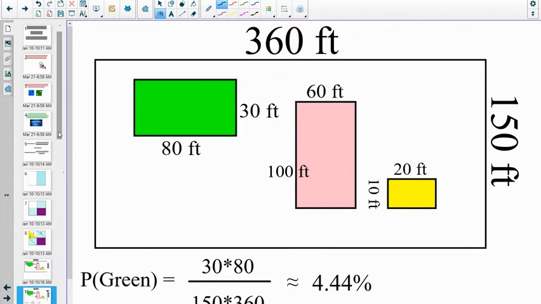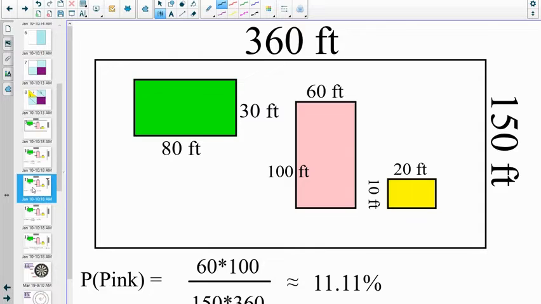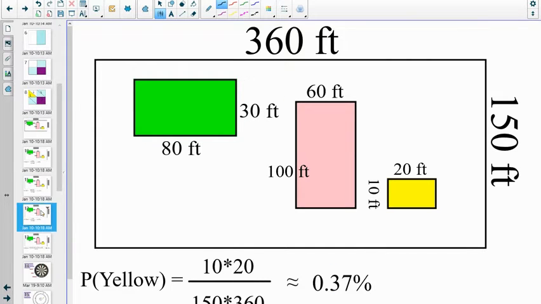And I can do the same thing for the pink region. The area of the pink region is 60 times 100. But the area of the total is still the same, 150 times 360. Pink region must be a little bit bigger because I get about 11.11% probability that it lands there. And then the yellow region's a lot smaller, but it's the same process. Probability of yellow is the area of the yellow, 10 by 20, divided by the area of the entire thing. When I plugged that into my calculator, I got 0.0037. So I rounded that to 0.37%.